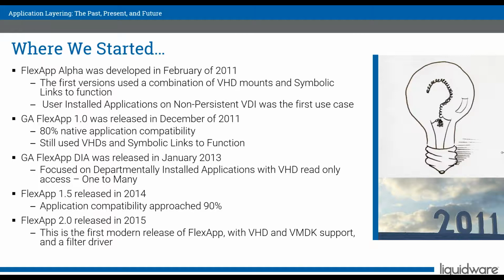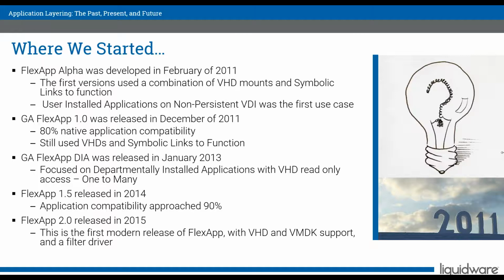So we further refined that over the years, and in 2014, FlexApp 1.5 came out, and our application compatibility started getting pretty good. We were starting to get to the high 80s, low 90s in terms of compatibility. And then in 2015, we turned the whole thing on its ear. We said, you know what? Symlinks are no longer the way that we want to proceed. We want to instead use something called a filter driver.